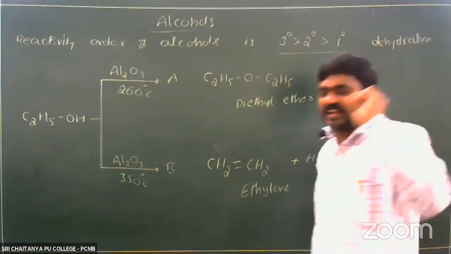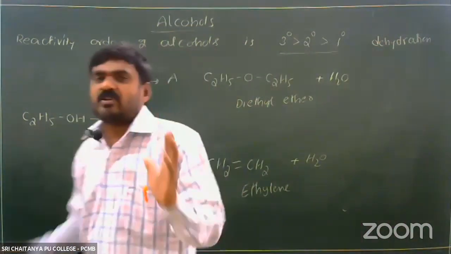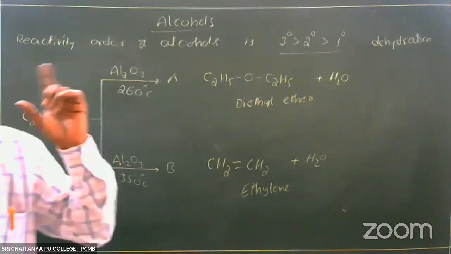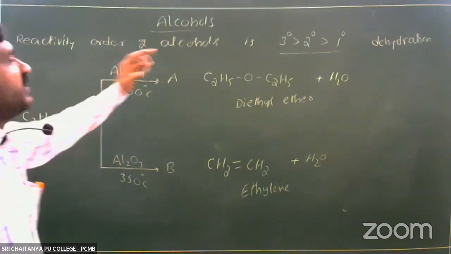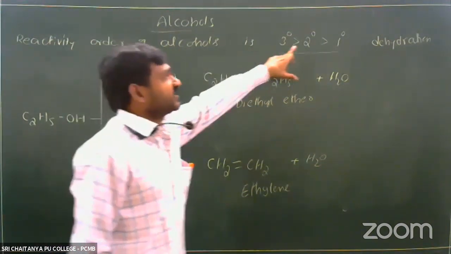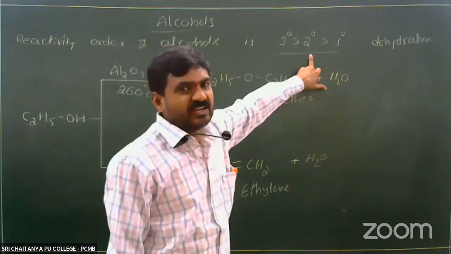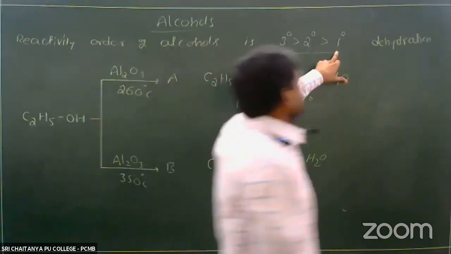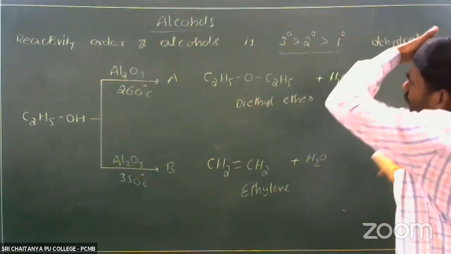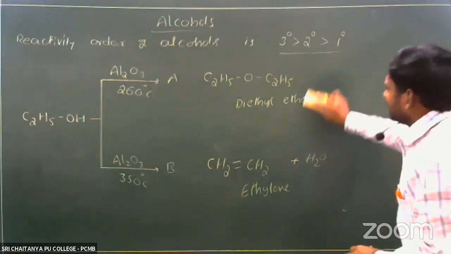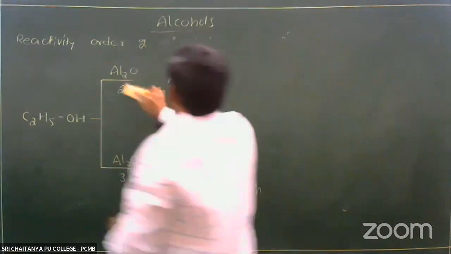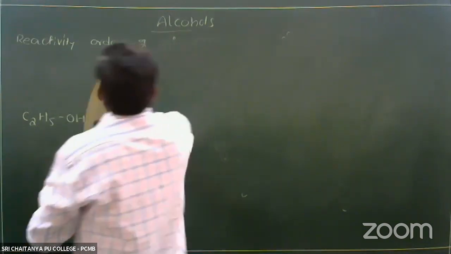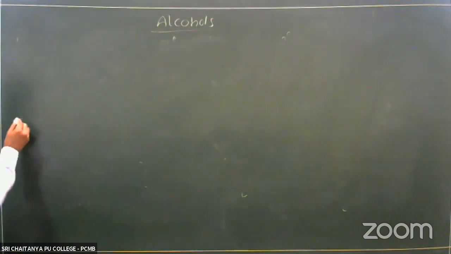Towards dehydration, which type of alcohol is more reactive? Tertiary alcohol is more reactive because it can form the more stable tertiary carbocation. Next is secondary alcohol, then primary alcohol. These are the common dehydrating agents: sulfuric acid, phosphoric acid, and alumina. Here, sulfuric acid and alumina are the two important ones.